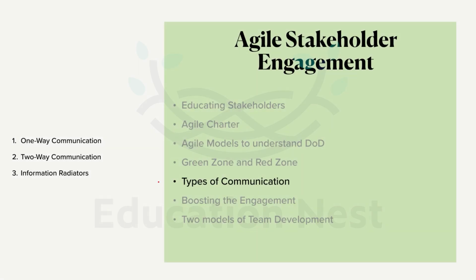Moving on, different types of communications. To make the conversation more fruitful between the stakeholders, the project manager must understand what different types of communications are available. As we see on the screen here, there are just three types of communication. First is one-way communication, second is two-way communication, and third is information radiators.